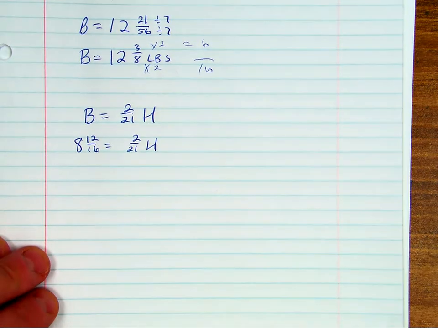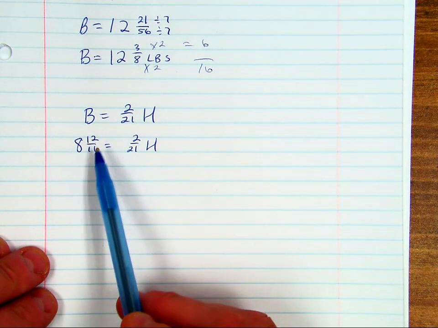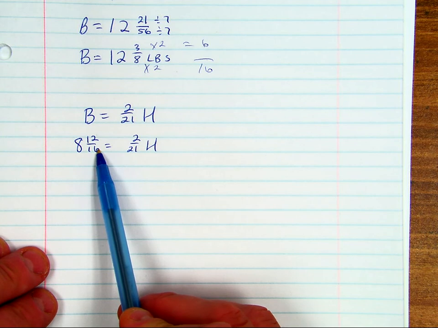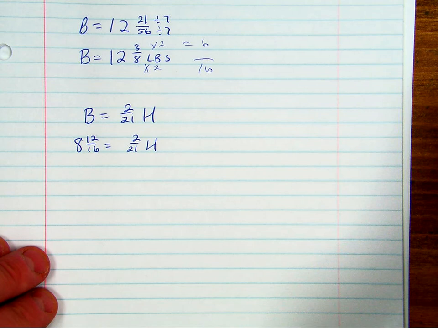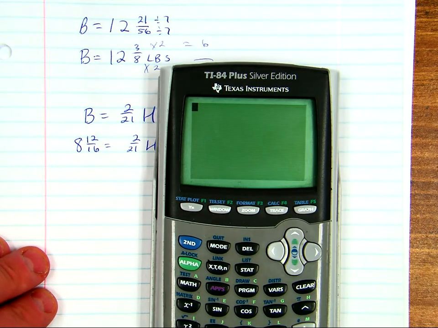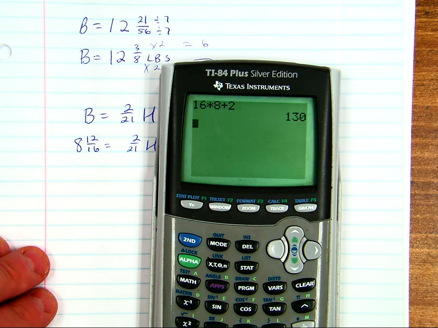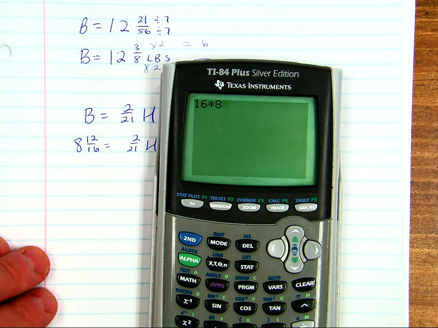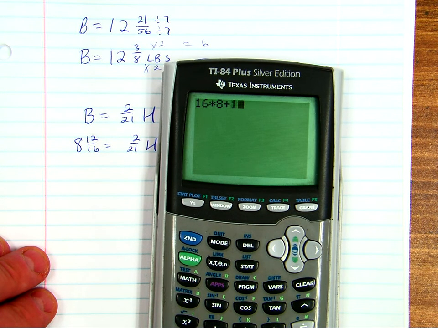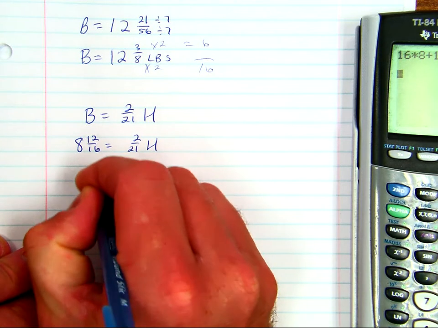Now, where did this 16 come from? 12 ounces out of 16 ounces, because there's 16 ounces in a pound. So what we need to do now is convert this into an improper fraction. Denominator times the whole number plus the numerator. Well, that stunk. Did it again. So we get 140 over 16.